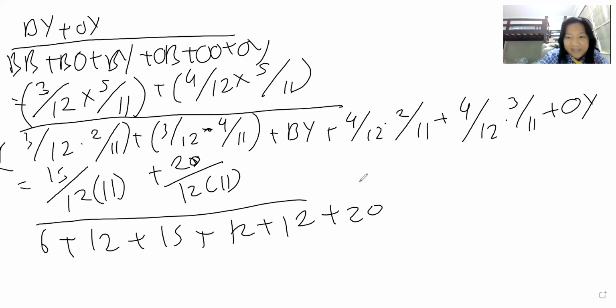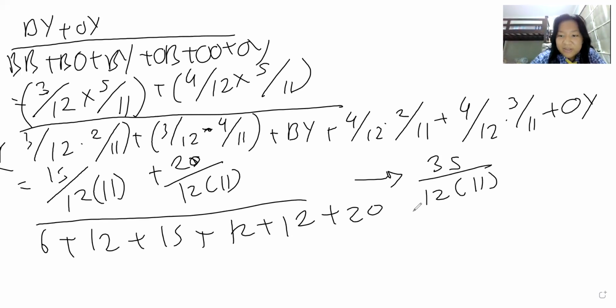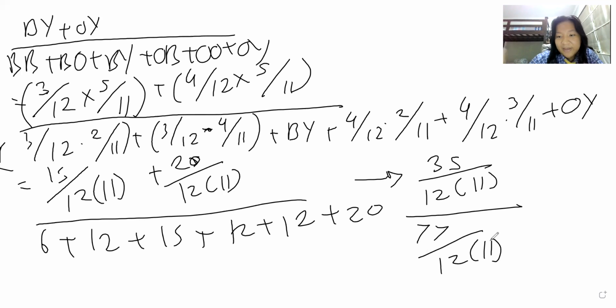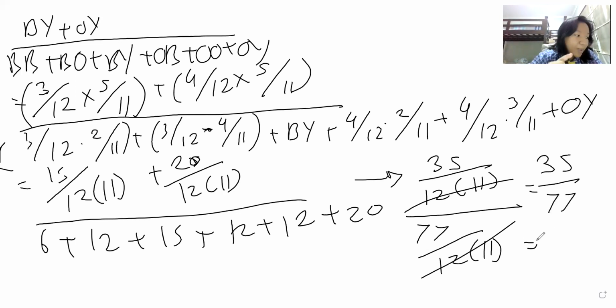And you can see the end result here. 15 plus 20 is 35 over 12 times 11 over 6 plus 12 plus 15 plus 12, another 12, and 20. It equals 77 over 12, 11. You can just eliminate this one. Yep. And you will end up with 35 over 77. Simplify that, and the result for number 1 is 5 over 11. This is the result I got.